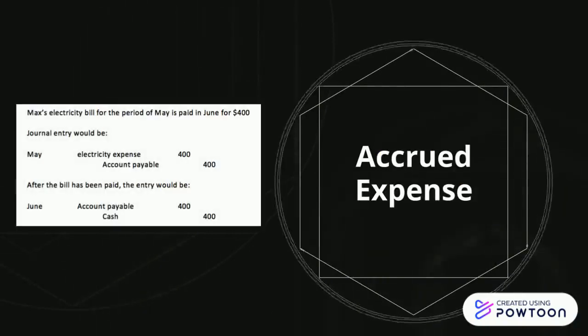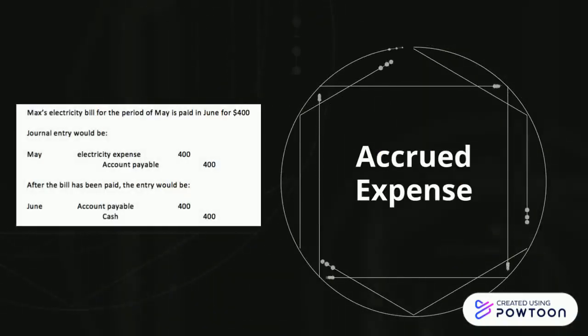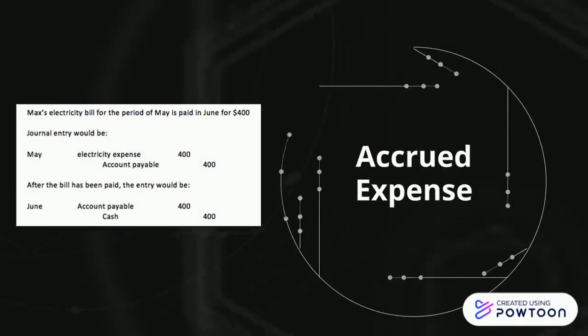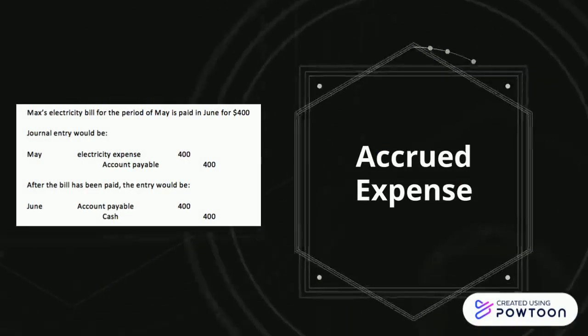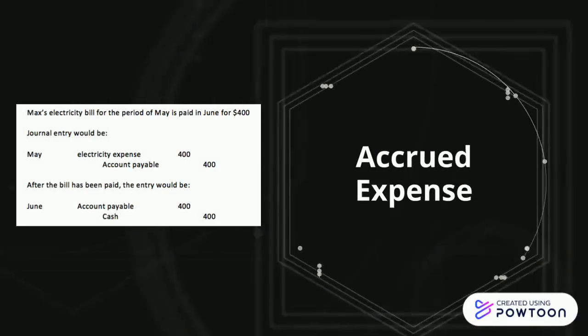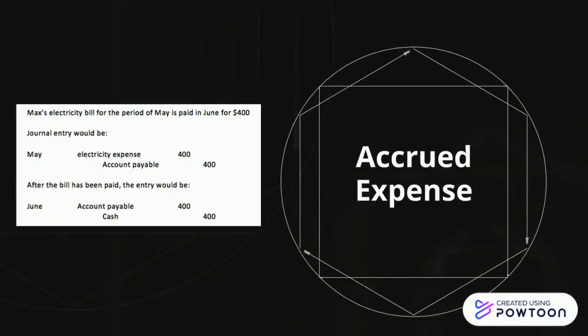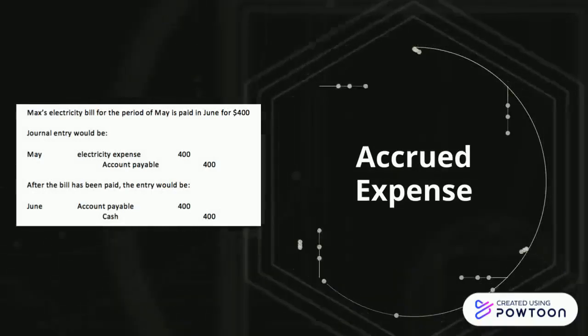Lastly, we have accrued expense. Cash is paid after the expense is incurred. For example, Max's electricity bill for the period of May is paid in June for $400. After the bill has been paid, the entry would be in June, debit accounts payable and credit cash.